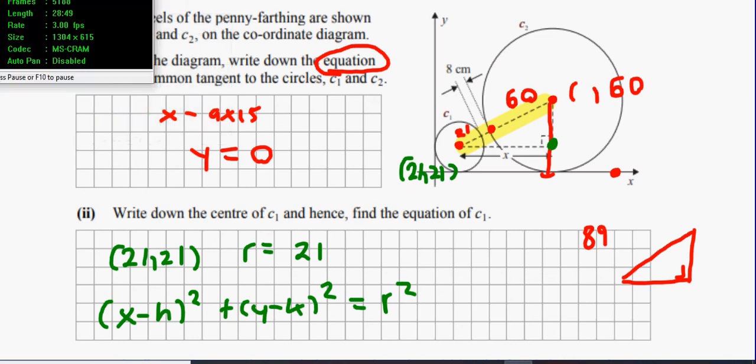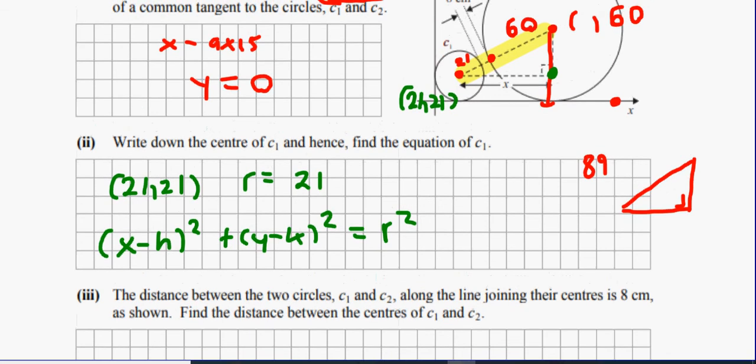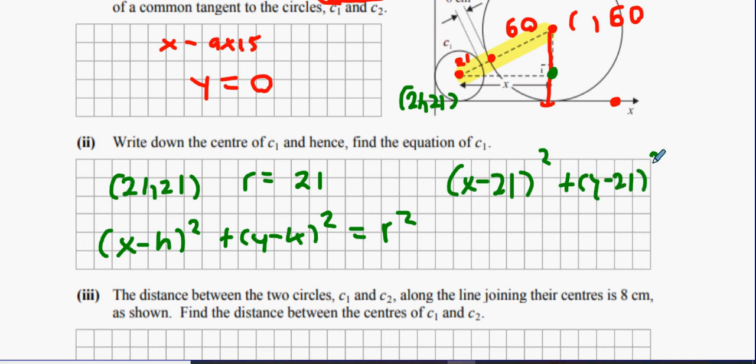Okay. Now, what do I do next then, guys? And what do I fill in? What's the H and K value? 21, 21. Do you have to multiply out the brackets? Not usually, no. Not at ordinary level, you don't. And 21 squared is 441. And that'll give you your full marks for that question.